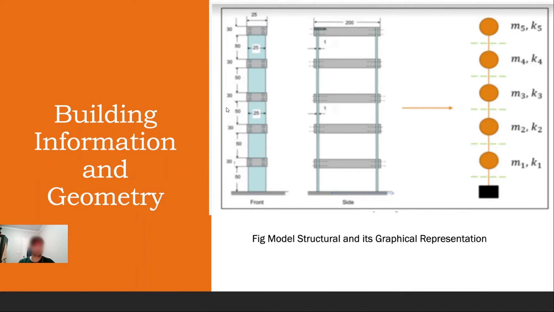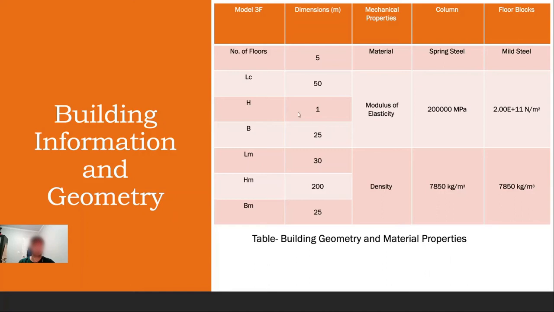Talking of the building information and geometry, our model structure and graphical representation is shown here. As you can see, our building is a 5-story model. Regarding the geometry and material properties, we use the material properties of the floor as a block, which is composed of mild steel, and the corresponding modulus of elasticity and density are given. The building geometry is given here.